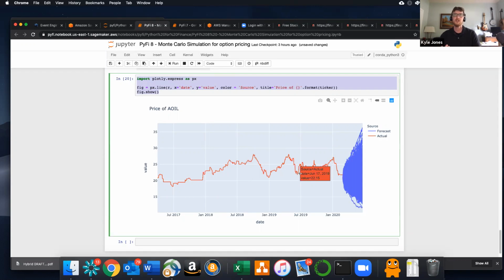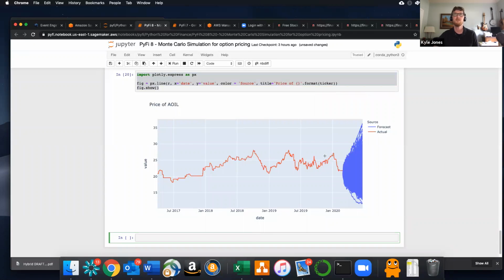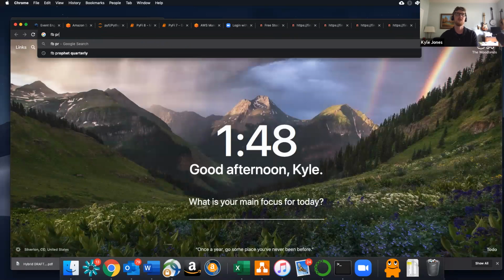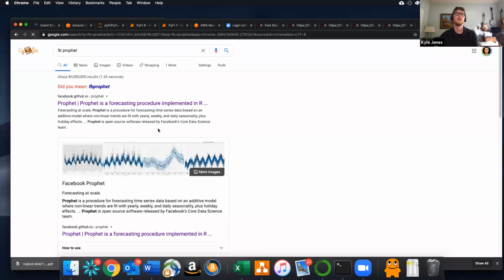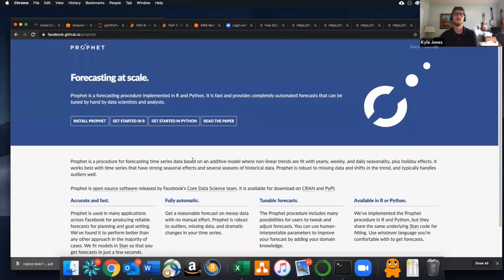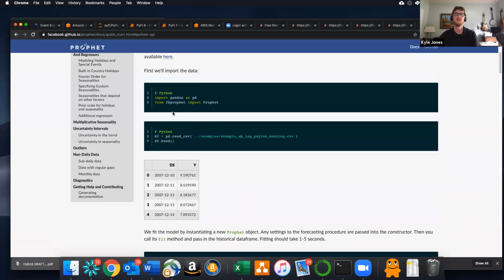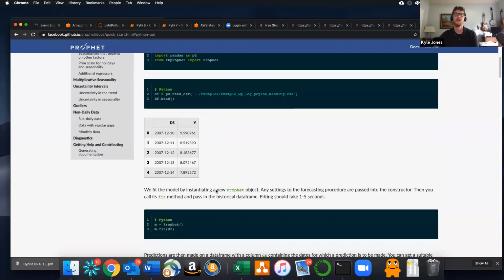There are other things that you can do with time series. There are lots of algorithms that you can use to do predictions with time series. One of my favorites is called Prophet from Facebook. This is a Bayesian approach to time series. And it's available in R or Python. There's a nice, easy to read example about how to use it.